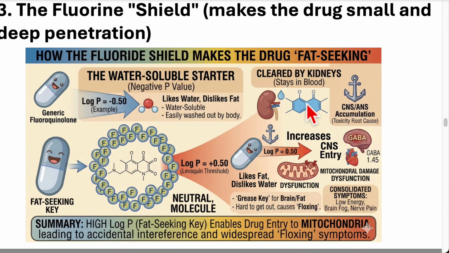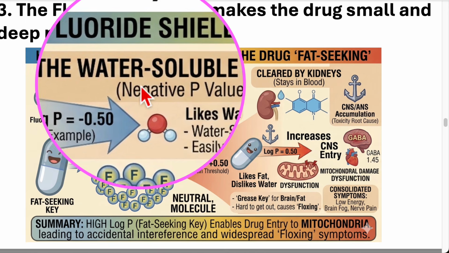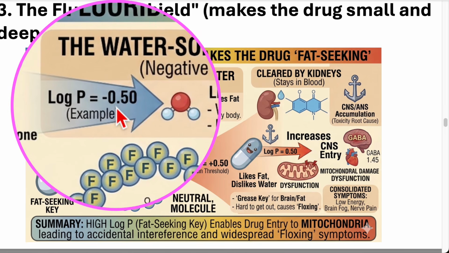The third thing that we want to worry about here is the fluoride. And the fluoride makes it very penetrable deep into the tissue. So this is just an example of a negative p-value, negative 50. This is just an example again, okay? Water-soluble p-value. Water-soluble, it easily washes out of the body. So I just want you to see that. It's negative 50 right in here.